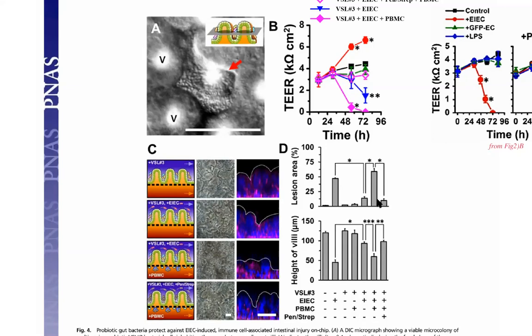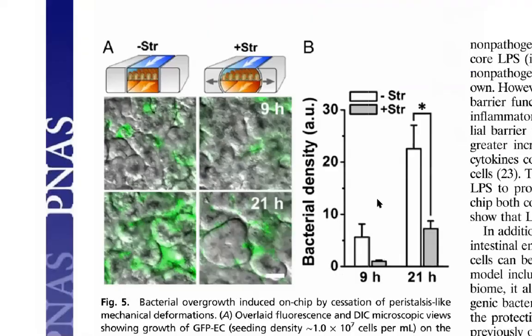So the last part is about bacterial overgrowth. And they see that between these two groups, the one without the cyclic stretching motion and the other with cyclic stretching, after about 12 hours, the growth of the bacteria, the green one, was less than the one without the stretching motion.